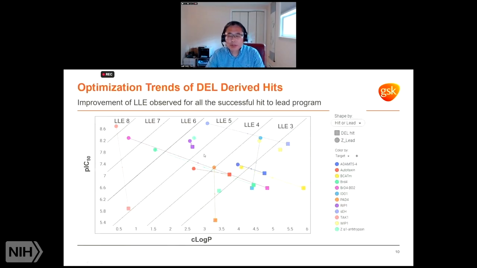So here are some trends from some recently published ELT hits efforts. You can see again the trend is quite obvious. You can see there's an improvement during the hit-to-lead process. There's an improvement in both potency as well as physical chem properties, mostly through a reduction of C log P and overall improvement in terms of ligand lipophilicity efficiency.